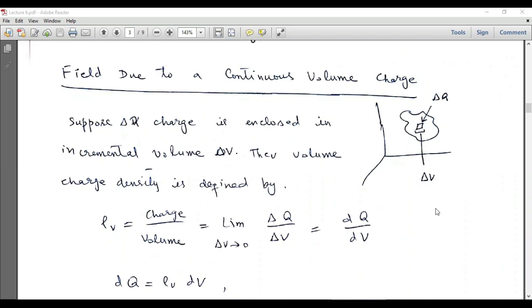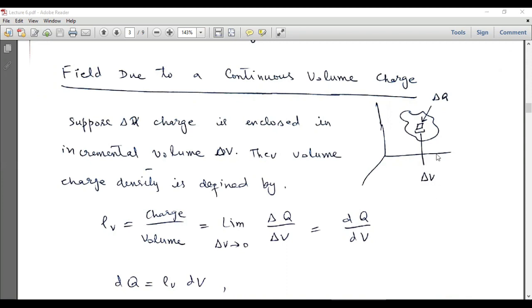If we have a charge which is distributed over a volume, we have to first find out the total charge, and in such scenarios we will be given the volume charge density. Whenever a charge is distributed over a volume, the volume charge density will be given, which will be used to first calculate the total charge, and after calculating the total charge we can use the same expression to calculate the electric field intensity.